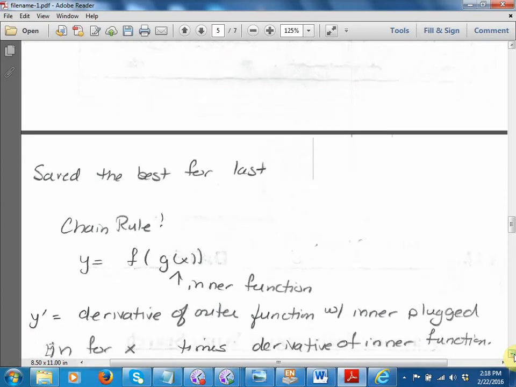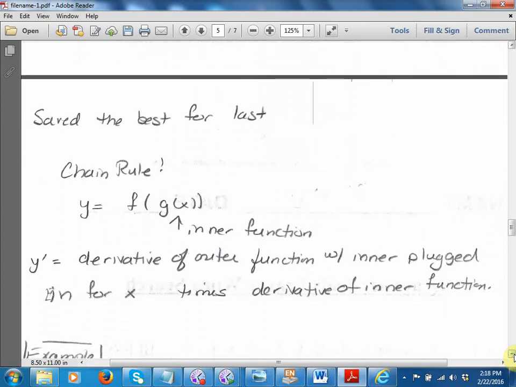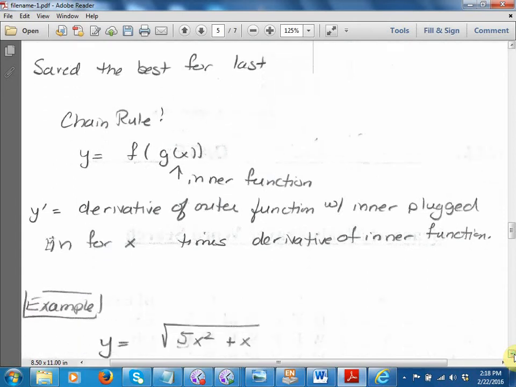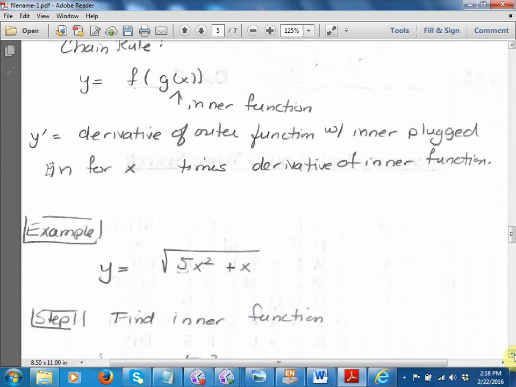It's a bookkeeping nightmare. It's when you have an outside function and an inside function, and that's not going to make any sense until I actually show you an example. But here's an example: square root of 5x squared plus x. What's the inside function? Everybody knows what I'm talking about. 5x squared plus x, right, the inside function. Everybody knows what I'm talking about when I say inside function, even though I can't really define it other than as a composition, which is kind of abstract.